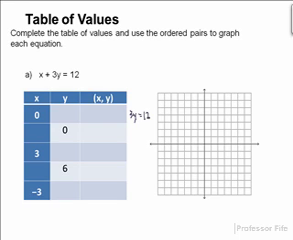You could solve that equation by dividing both sides by 3. 3 divided by 3 is 1. That'll leave you with the y. And 12 divided by 3 is 4. So when x is 0, y is 4. That gives you the ordered pair 0, 4.